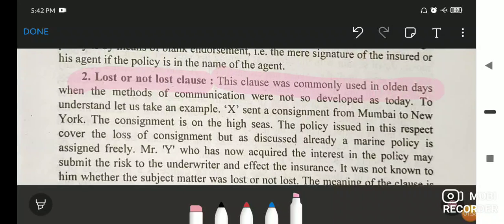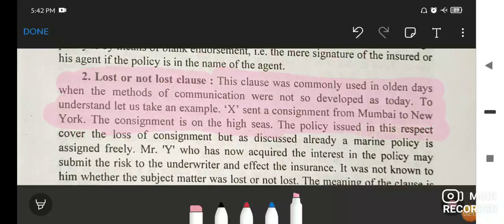Next is the lost or not lost clause. This clause was commonly used in olden days when the methods of communication were not so developed as today. To understand, let us take an example. X sent a consignment from Mumbai to New York. The consignment is on the high seas.